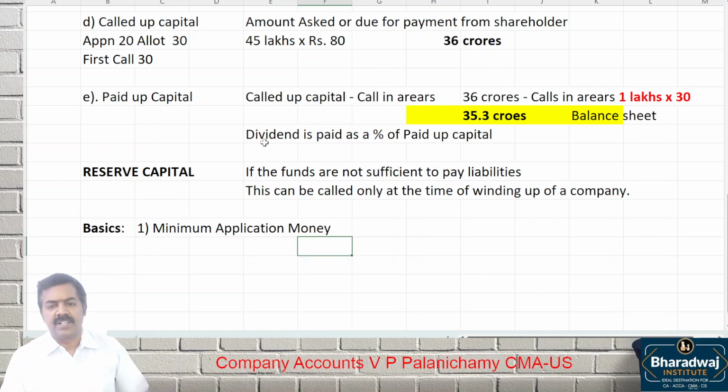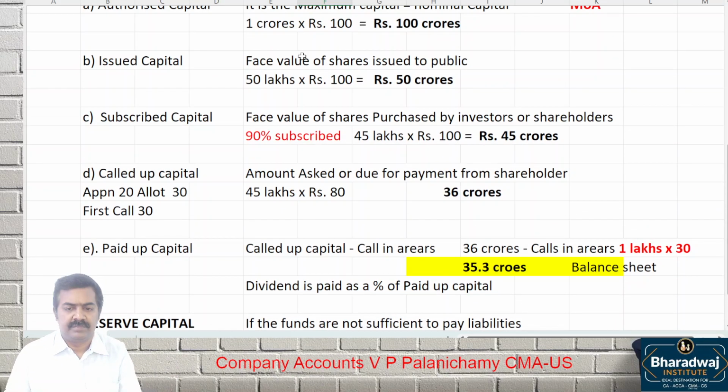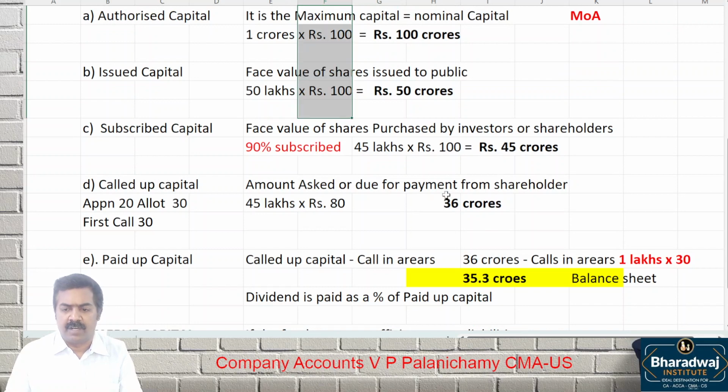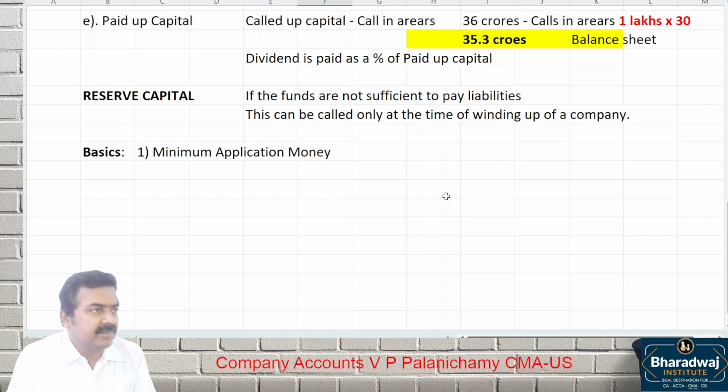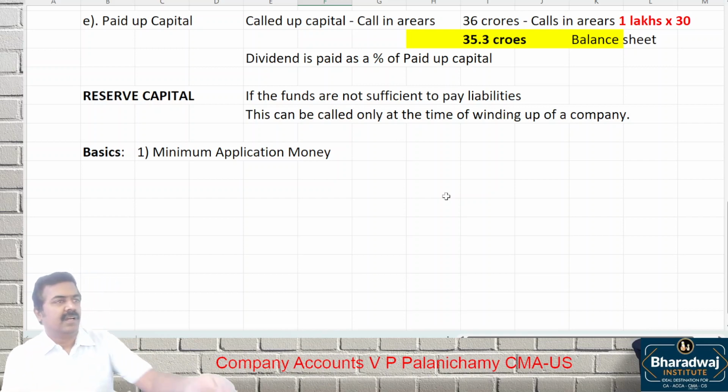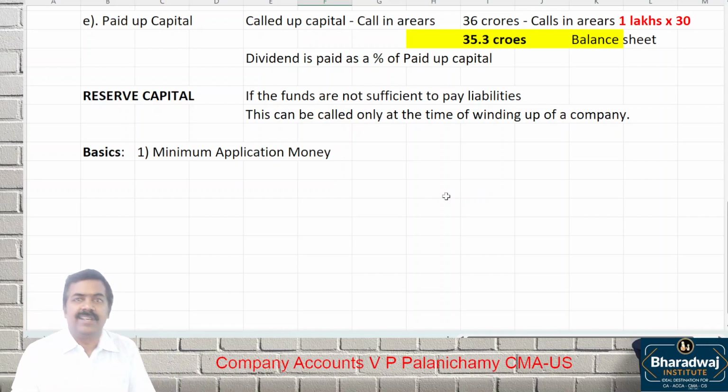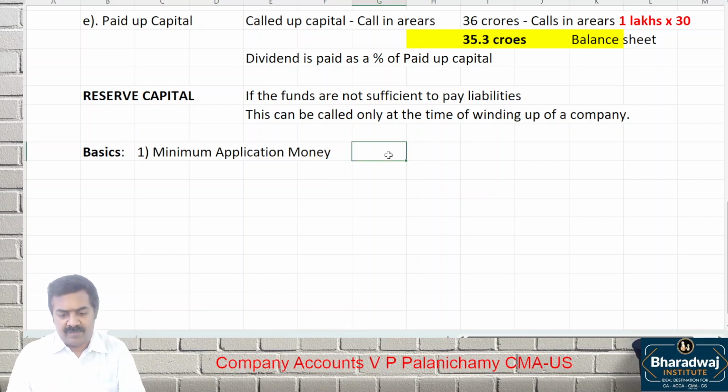In this example, what is the face value of one share? 100 rupees. Nominal value of one share is 100 rupees. What should be the minimum application money? Shares are issued. Investors should give the application. What should be the minimum application money you have to pay? 5%. What percentage? 5%.